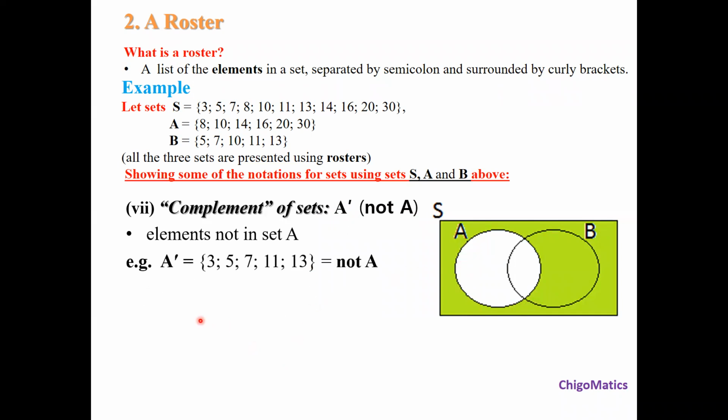If again you want to check using the example that we have here, elements that are not in A, you check in the universal set those elements that are not in A. And you find that 3, 5, 7, 11, 13 are not in A. So this is A complement. That means elements that are not in A, and you can simply say not A. The understanding should be the same.